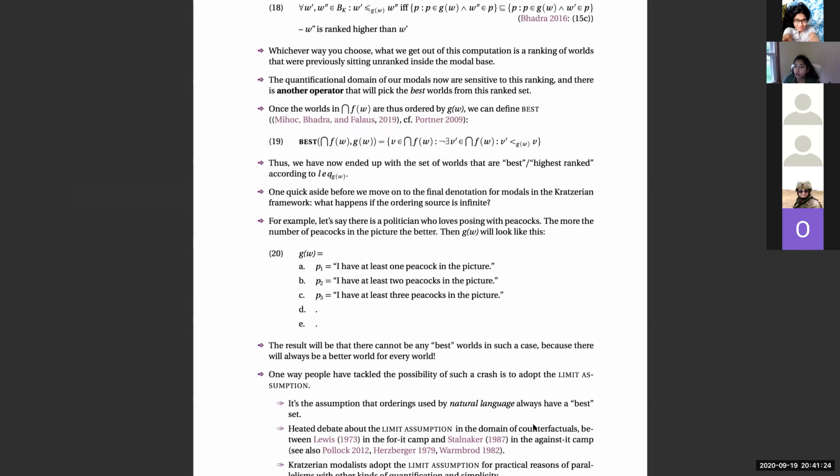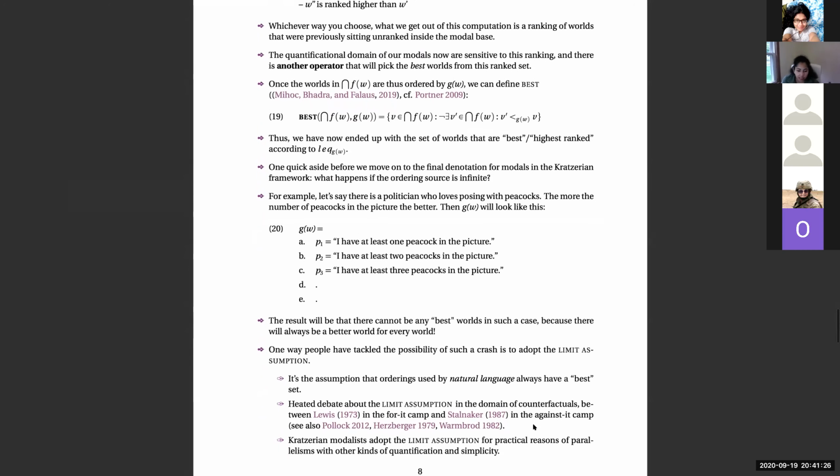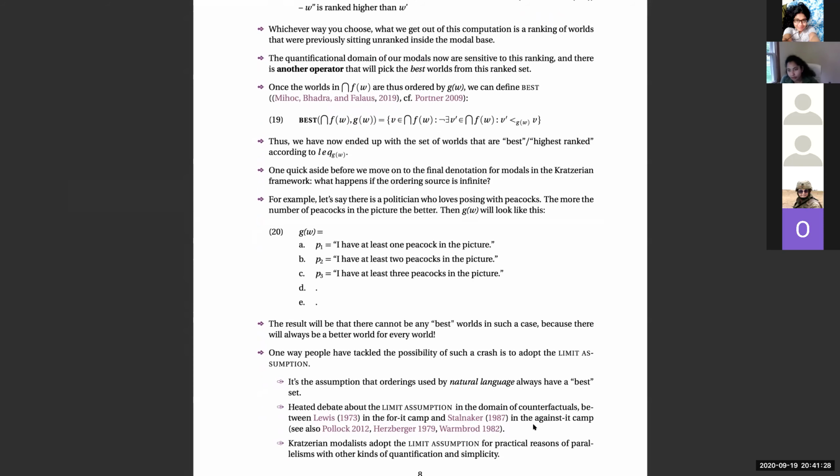Okay. Now, the limit assumption is not without its interesting debates. So in the domain of counterfactuals, there has been heated debate about whether or not to have the limit assumption. So you have Lewis, who has the limit assumption in his account of counterfactuals. Stalnaker doesn't have the limit assumption. There are also these people who agree with Lewis that there should be the limit assumption, etc. So if you're interested in that, you can check these works out.